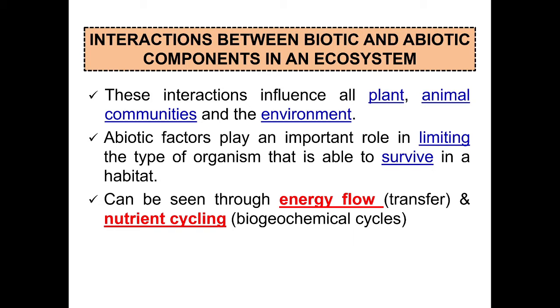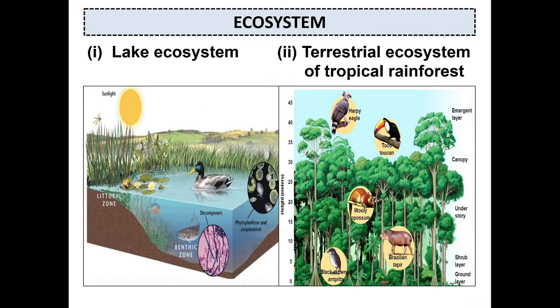The interactions between the biotic and abiotic can show the energy flow. When we learn about ecosystem, we are going to learn about the energy flow, the transfer of energy from one organism to another organism, and also the cycling of the nutrients in the ecosystem through biogeochemical cycles.